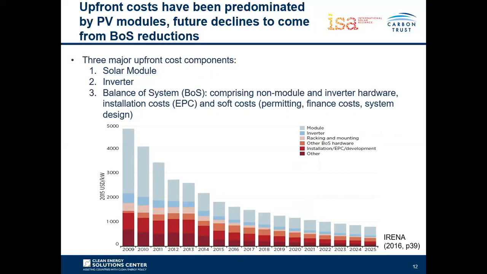So we can see that in the past few years, the recent cost reductions have come mainly from reductions in the solar module costs. However, going forward, it's expected that the cost reductions will come from reductions in the cost of the balance of system components, reduced costs of financing, reduced costs of the other hardware, and permitting costs, etc.